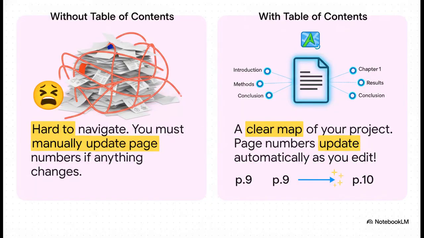And here's where the magic really happens. Without one, your document is just tough to get through. With one, it's a crystal clear map. But check this out. This is the best part. Let's say you add a whole new section, and your conclusion gets pushed from page 9 to page 10. You don't have to do anything. The table of contents just updates the page numbers for you automatically. Seriously, it is an absolute game changer for big projects.